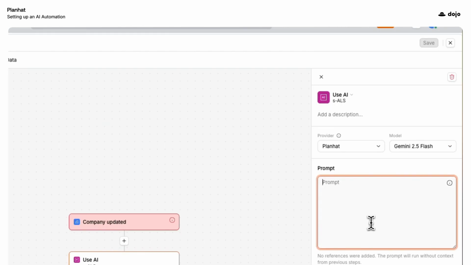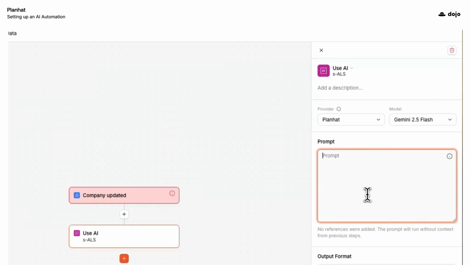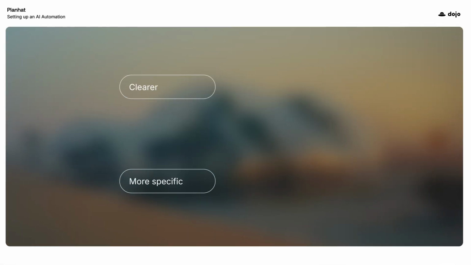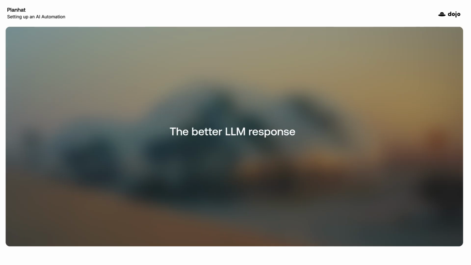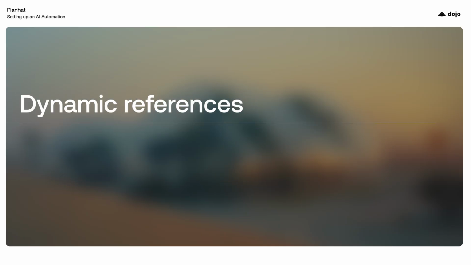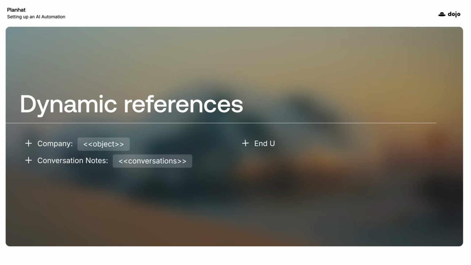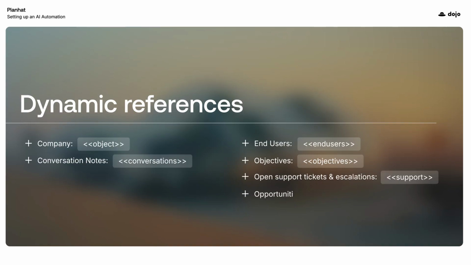Okay, and let's talk about the prompt. This is where you will write the instructions or questions that will be sent to the LLM. This is really the key part. The clearer and more specific your prompt is, the better the LLM response will be. You can and should insert dynamic references from your automation's context into your prompt to personalize each response. For instance, you could reference a company's name, recent conversation notes, or any other data gathered in the previous steps using replacement codes. Check out the prompt design guide in the how-to library or later on in this course for more advice on how to write the best prompt possible.